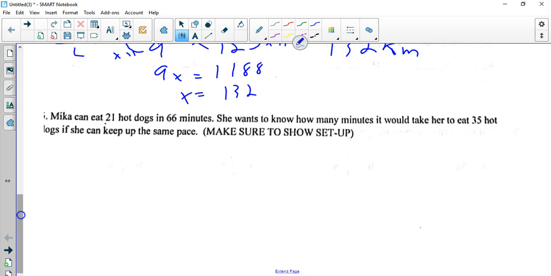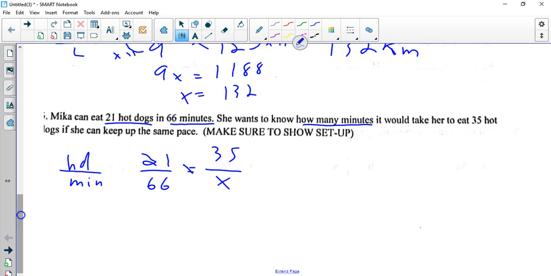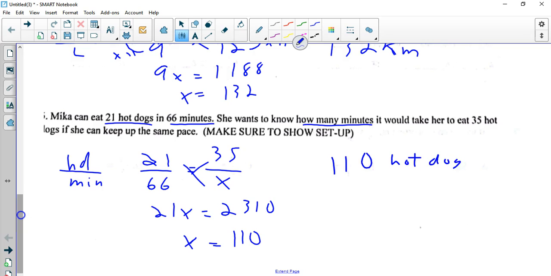Okay, Mika can eat 21 hot dogs in 66 minutes. So that's hot dogs compared to minutes. Again, our magic ratio is 21 hot dogs in 66 minutes. What's our question? How many minutes, that's on the bottom, if she had 35 hot dogs? So 21x equals 66 times 35, which is 2,310. When we divide that, you get 110. So that is 35 hot dogs in 110 minutes, just under two hours.